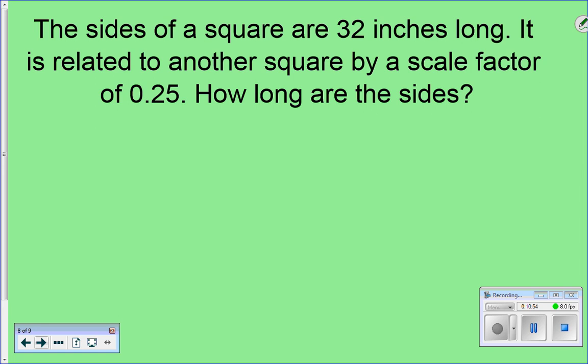Okay, so if I look at my side lengths, what should my new side lengths be after I apply my scale factor? Brian, 8. Each side should be 8 inches. Everybody understand how I got that? Okay. A few other story problems I need to show you.